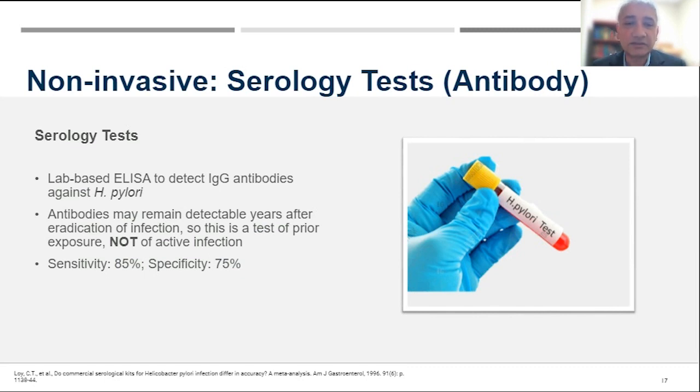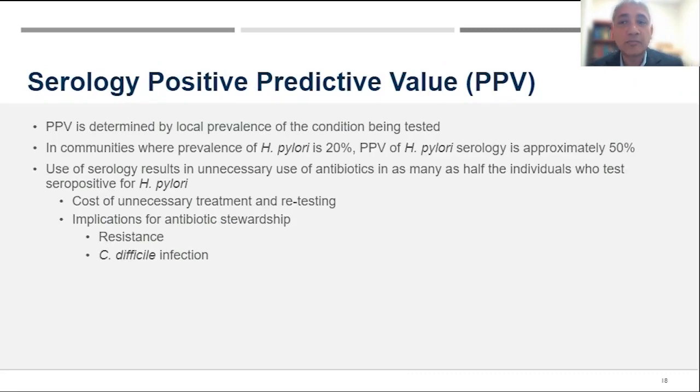The sensitivity of H. pylori serology is lower, in the range of about 85%, and the specificity is lower still, around 75%. The more telling parameter for serology as far as its inaccuracy is the positive predictive value. Positive predictive value is determined by the prevalence of whatever condition is being tested for in the population that is being tested. Where the prevalence of the condition is low, the positive predictive value is low. If the prevalence is high, the positive predictive value is higher.